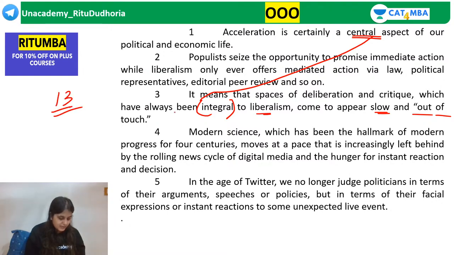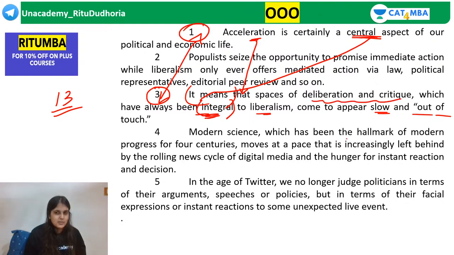So 1 and 3 are definitely linked to each other. Okay, first, do all of you agree that 1 and 3 could be linked to each other based on the central aspect and based on this integral? Yes or no? So it means that if this is key now, then this has been replaced or superseded. Okay, so I'm going to take 1 and 3 together. Now, deliberation and critique.